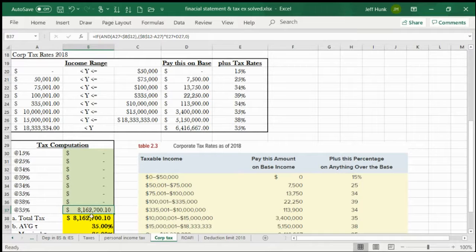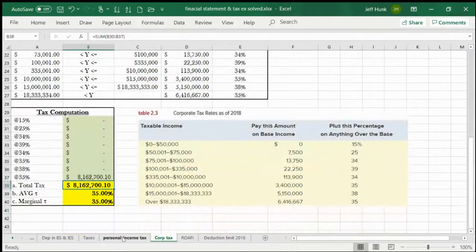Okay, so that is 8.162. So our total tax is 8.162 million, right?